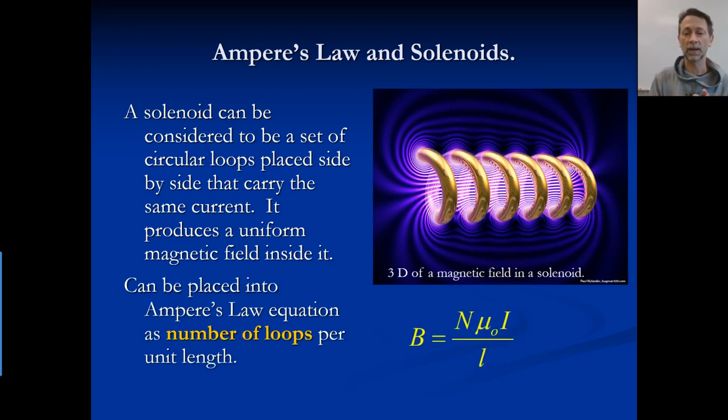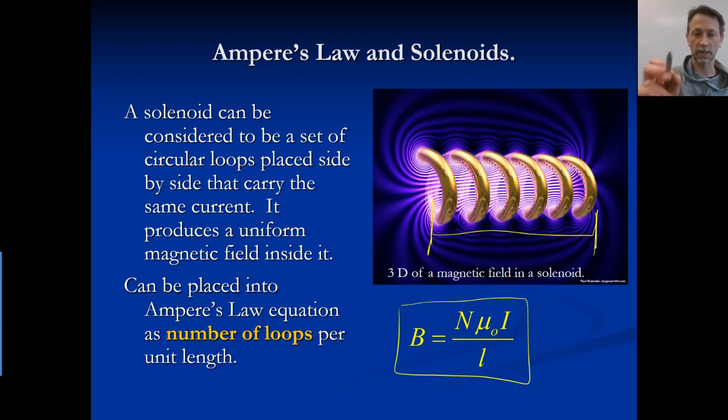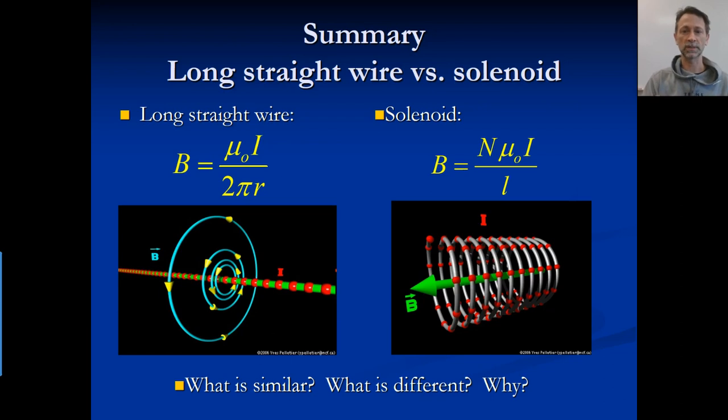So if we take the number of loops, which is your n value, times that constant mu naught, times the current that's running through it, and that will be then divided by the length of the solenoid. So how long is the solenoid? If I measure it from here to here, how long is that? That's going to be the L value that goes in there. And that's the second equation that we'll look at, those two different equations: the one for a long straight wire and the one for a solenoid.